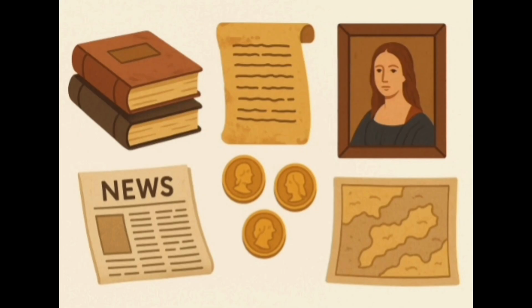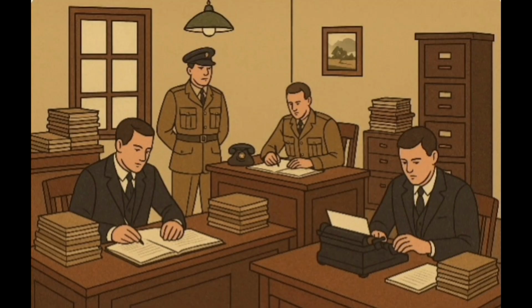Historians learn about the past by reading and examining historical sources. These include books and journals written in the past, letters and diaries, coins, tools, weapons and clothes, paintings and photographs, building remains and monuments, official government documents. Each source tells us something different. For example, coins tell us about the economy, old paintings show clothing and activities, and government records help us understand administration.